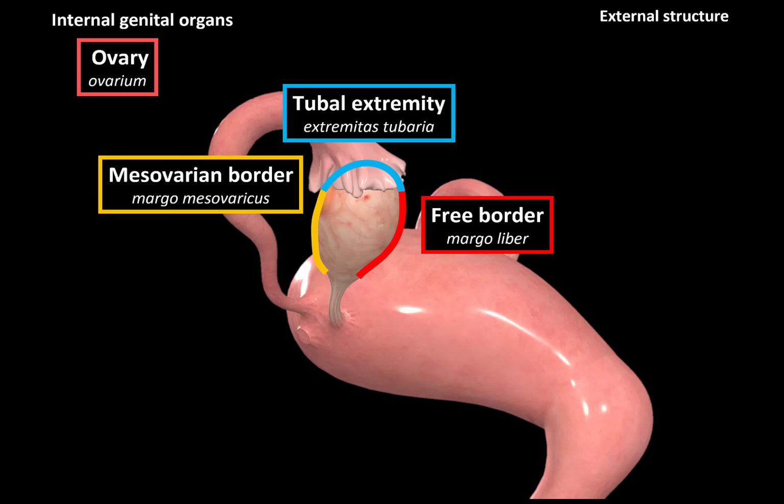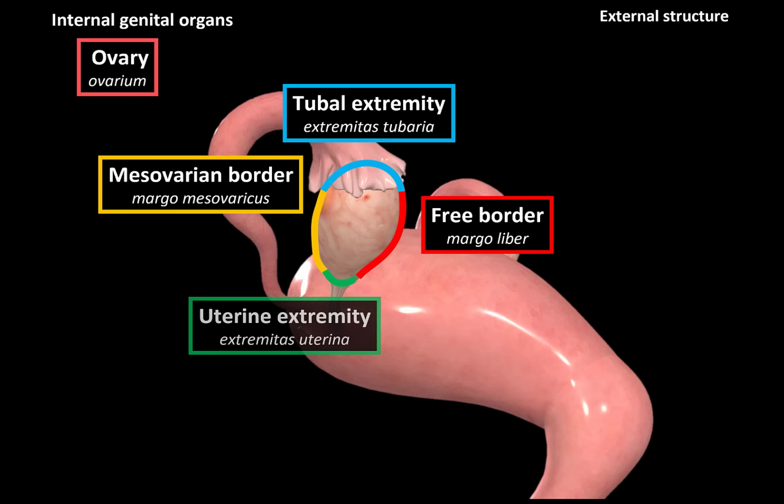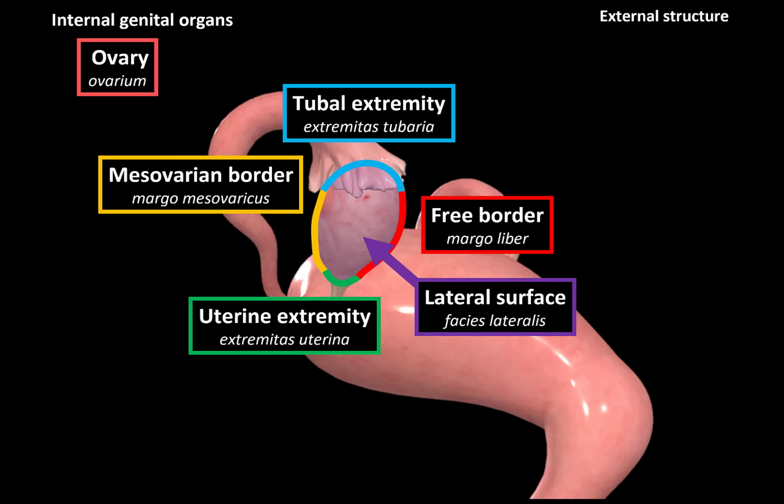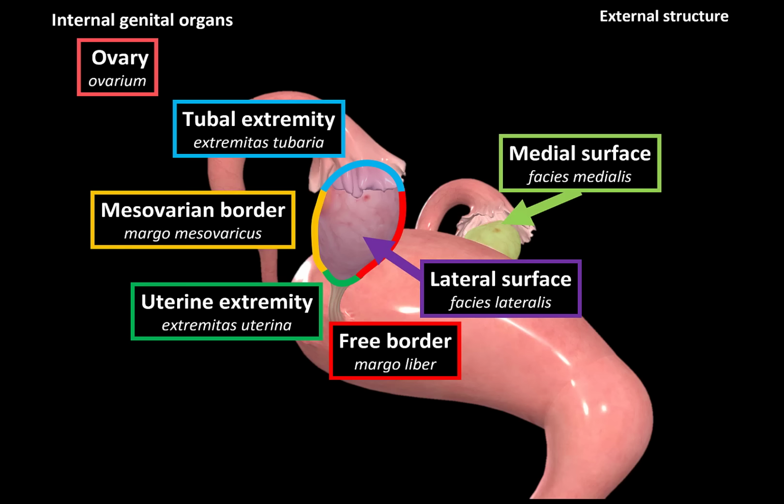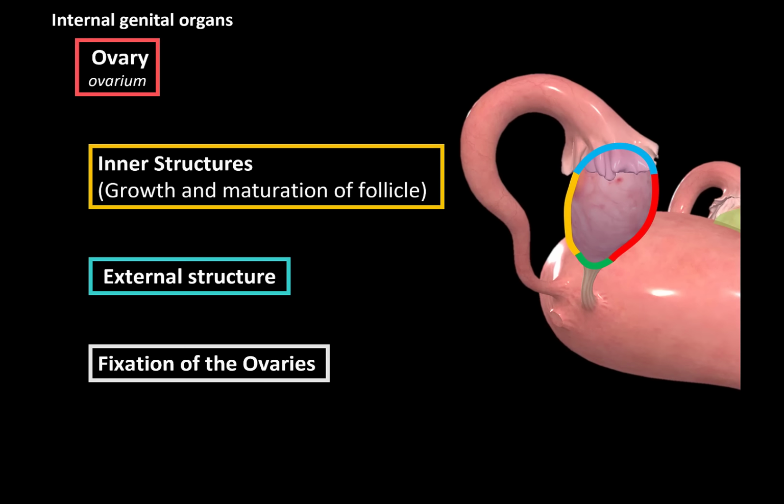It has the Tubal Extremity, which is the upper pole facing the abdominal opening of the uterine tube. It has a uterine extremity, which is directed downwards and attached to the lateral angle of the uterus by the ovarian ligament. Then we have two surfaces, a lateral surface and a medial surface. Awesome. So that's the external surface of the ovary.